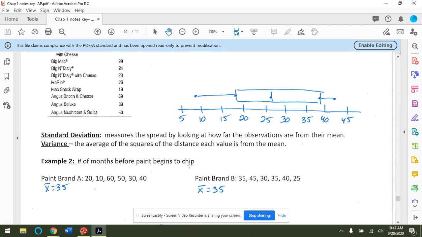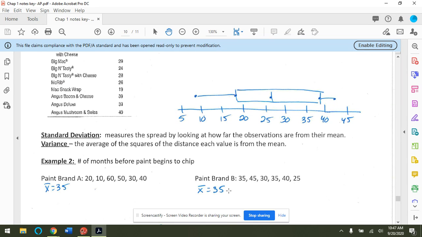So if we look at this example, let's say that this is the number of months before paint begins to chip. You paint the walls in your house. You don't want the paint to chip off. That's really frustrating. So notice I give you brand A and I give you brand B. I already did the averages. Add them up, divide by 6, you get 35. So these two paints have the same average.